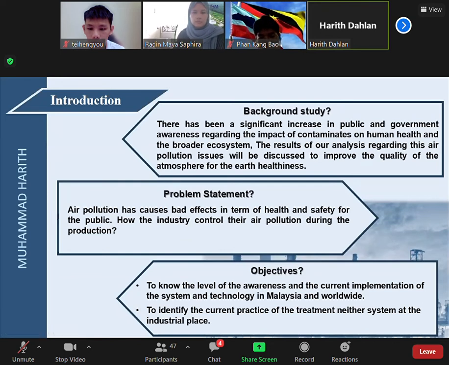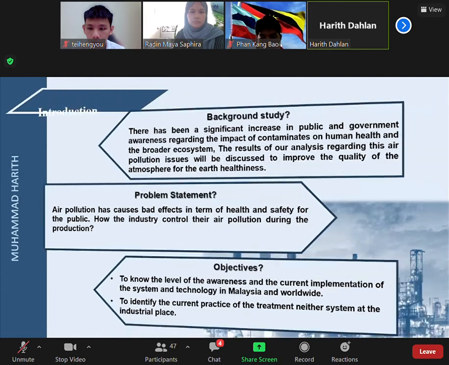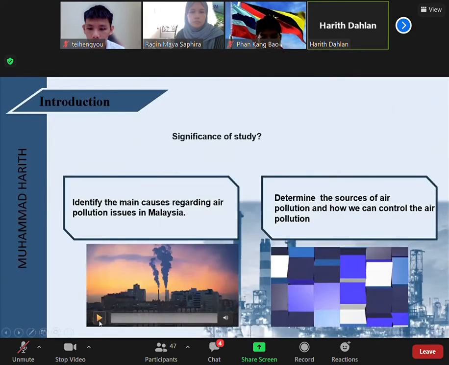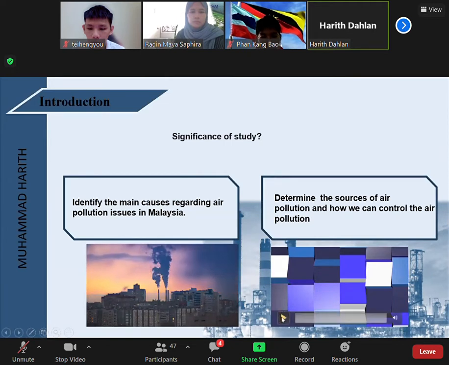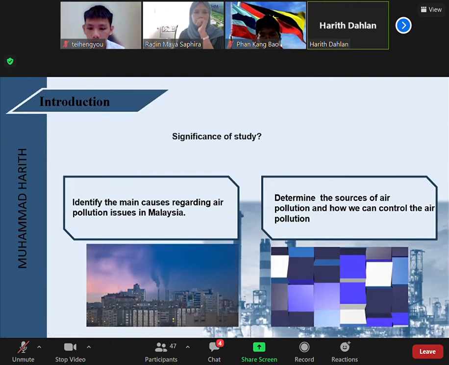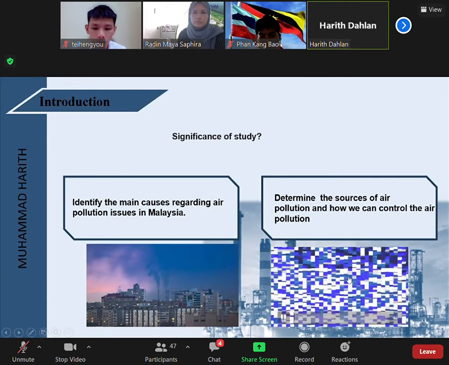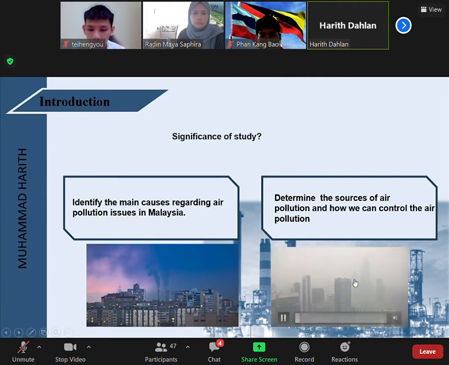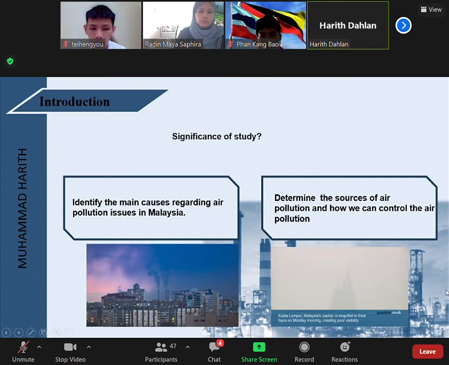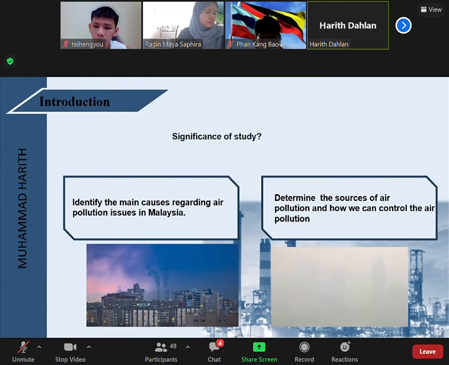And for the last part of our introduction, we have two significances of study, which are to identify the main causes regarding air pollution issues in Malaysia, because it is very essential to know the roots of an issue in order to solve the problem. And the second one is to determine the sources of air pollution and how we can control the air pollution, especially for our industrial activities, because it is very closely related to the emission of air pollution to our environment. That's all for introduction. Up next is literature review by Alia Raza.